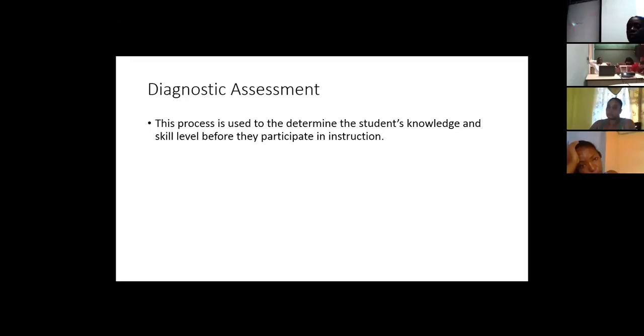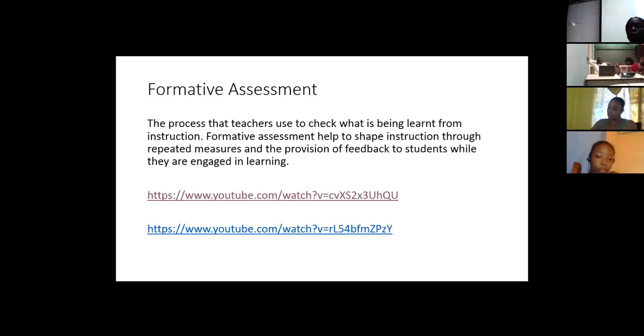So just to revise what I just said, this process is used to determine the students' knowledge and skill level before they participate in instruction. So when you plan your lessons, don't just plan lessons to teach, plan lessons to check the skills that you expect students to have before they move on. So your lessons must have a diagnostic component to it, okay? It must have a diagnostic component to it.